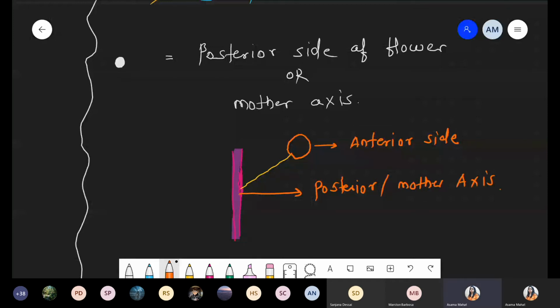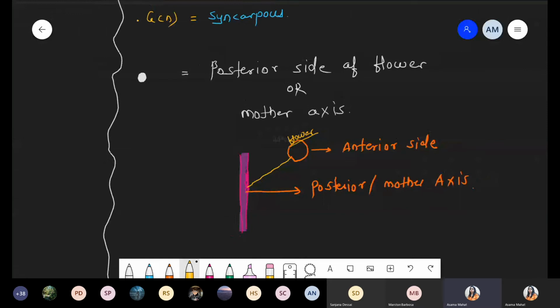Got it? So the structure we drew is a simple structure of a flower, and this flower has the axis. The part above is anterior, and at the bottom where the flower originates, that point is called the posterior or the mother axis. So when you want to represent the posterior side of the flower, we simply give only a dot. Where that dot is present, it means that is the posterior side of that flower. Got it? Yes or no? Yes, ma'am.